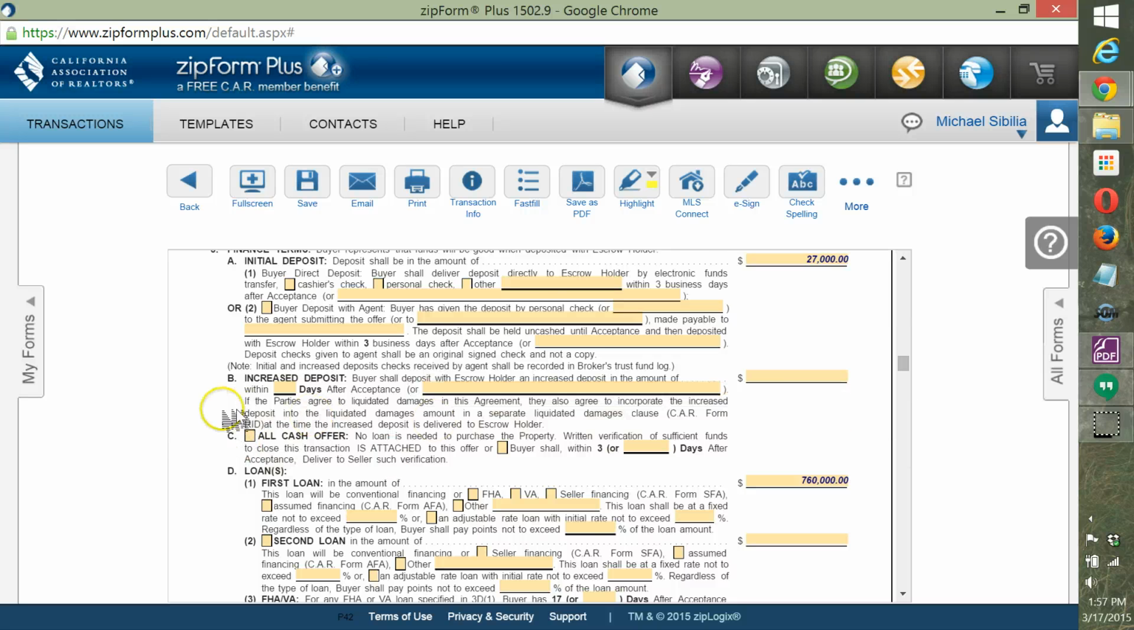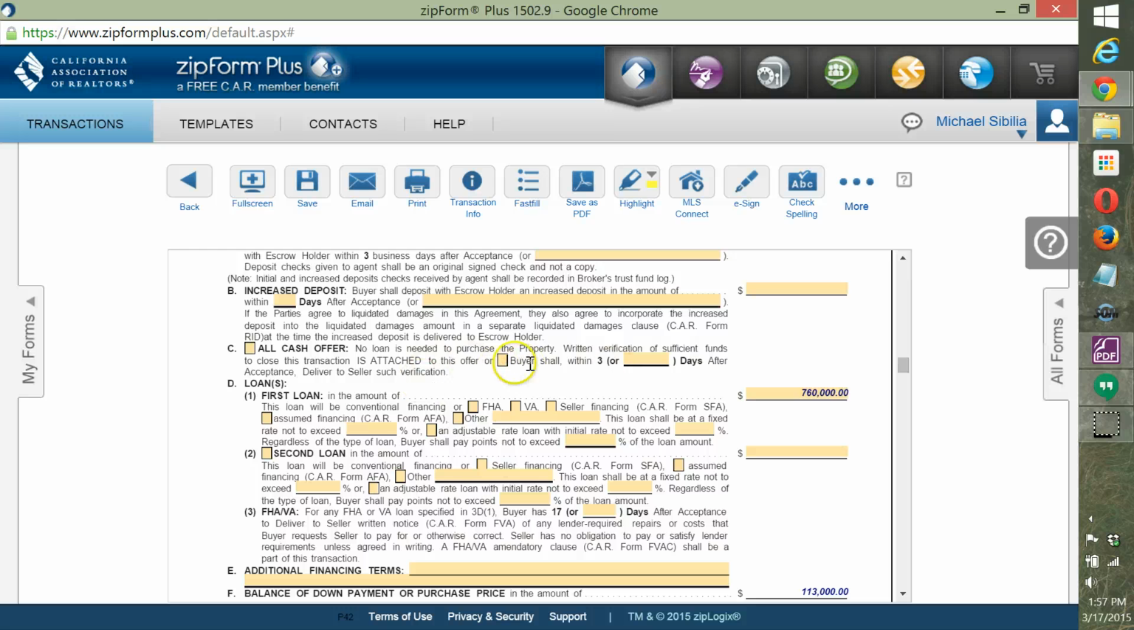If it's an all cash offer, you click there. Notice it says the buyer shall, within 3 days after sale, deliver such verification. The default is the verification is attached to this offer. So if you're making an all cash offer, the presumption is you can prove that you actually have the cash at that time. If you can't, it's going to be harder, but you can click on that and the default is 3 days. First loan, notice it filled in the loan amount because we put it on the cover sheet.